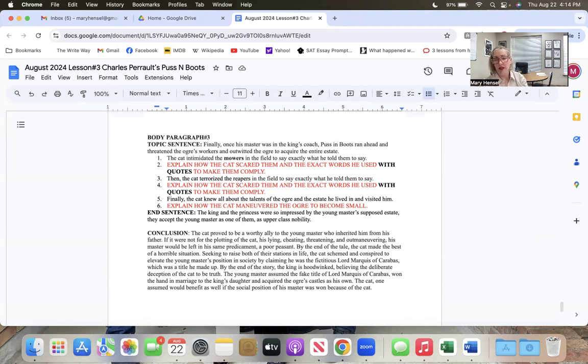I love that word. It actually just means fooled, but doesn't hoodwinked sound better? Believing the deliberate deception of the cat to be truth. The young master assumed the fake title of the Lord Marquis of Carabas, won the hand in marriage to the king's daughter, and acquired the ogre's castles as his own. The cat, at the end of the story, gets to live in a life of luxury. He chases mice only for fun, for entertainment.